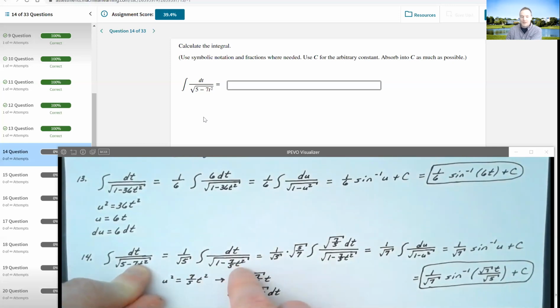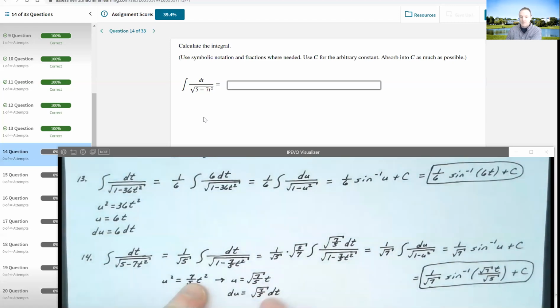Now I don't like that 7/5 t squared, so I'm going to let u squared represent it. By using that substitution, u is the square root of that, which is the square root of 7/5 times t to the first. And then du is just going to be the square root of 7/5 times dt.